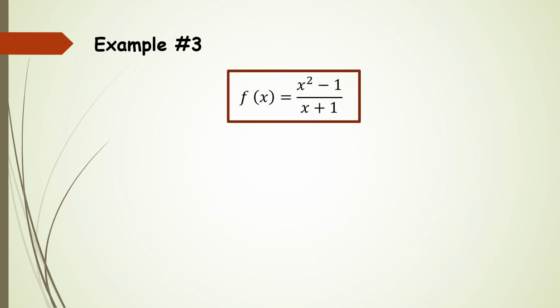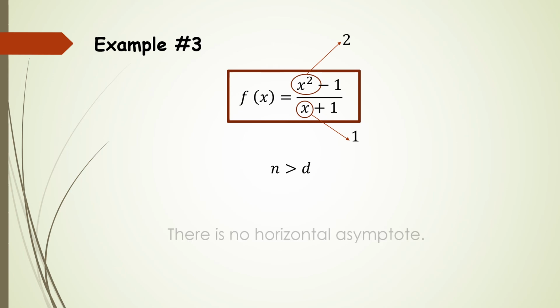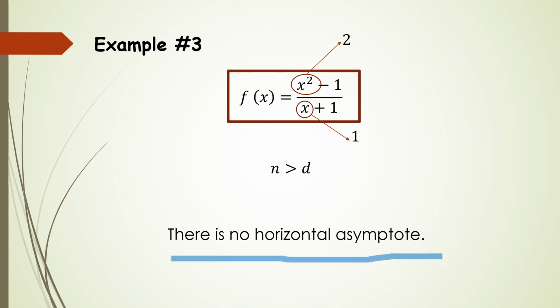Example number 3. F of x is equal to x squared minus 1 all over x plus 1. The degree of our numerator is 2, while the degree of our denominator is 1. Therefore, n is greater than d, or the degree of the numerator is greater than the degree of the denominator. Thus, we can conclude that there is no horizontal asymptote.